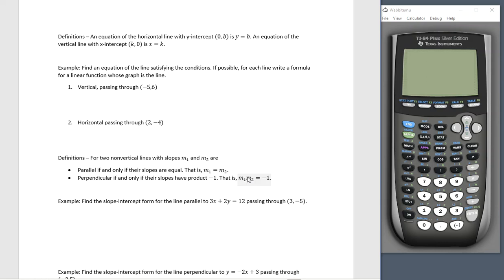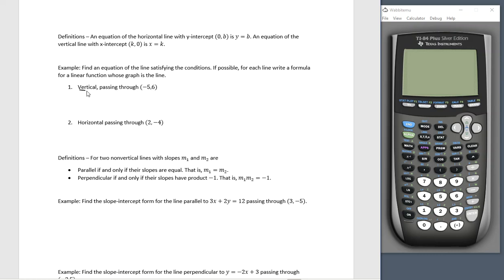All right, so definition. An equation of the horizontal line with y-intercept (0, b) is y equals b. An equation of the vertical line with x-intercept (k, 0) is x equals k. Now, find an equation of the line satisfying the given conditions. If possible, for each line, write a formula for a linear function whose graph is the line.